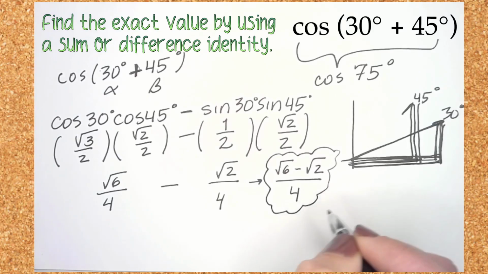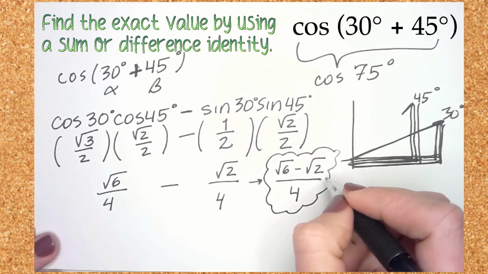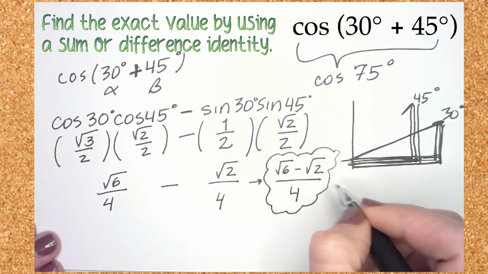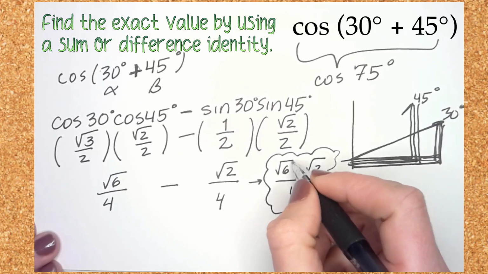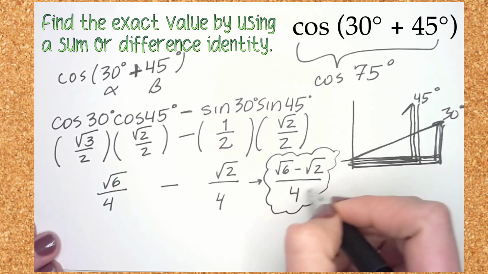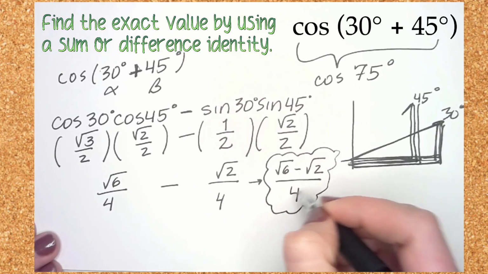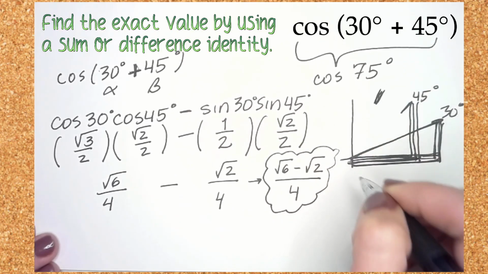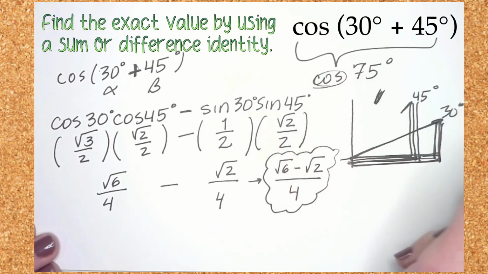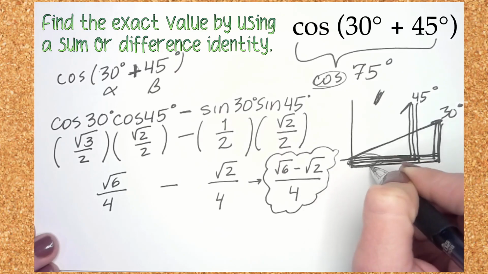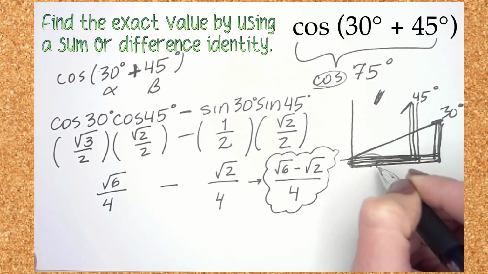One last thing I like to do to think about if my answer makes sense is I like to think, is root 6 minus root 2 over 4 going to give me a positive or a negative answer? Since root 6 is bigger than root 2, I'm going to get a positive fraction as my answer, which makes sense because 75 degrees is in quadrant 1. And if I'm finding the cosine of that, that's the x value. That would be to the right, and that would indicate a positive answer.